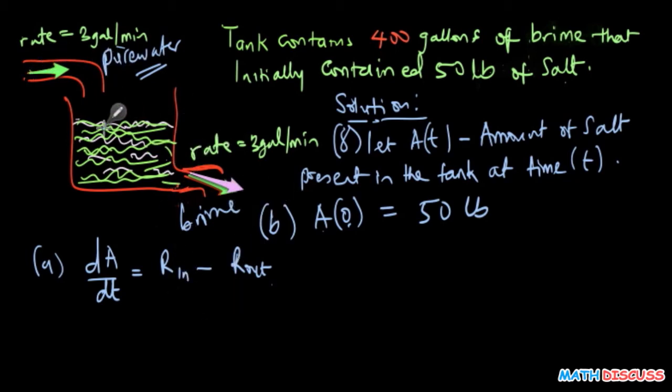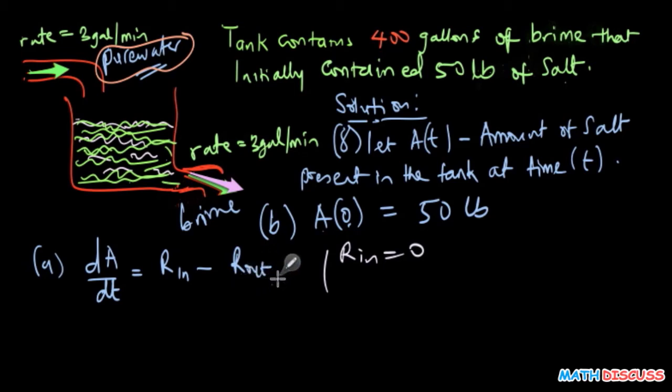But the rate at which salt is entering the tank is actually 0. Why? Because this is pure water. It's just pure water. It doesn't contain brine at all. So therefore that simply implies that R in is equal to 0.